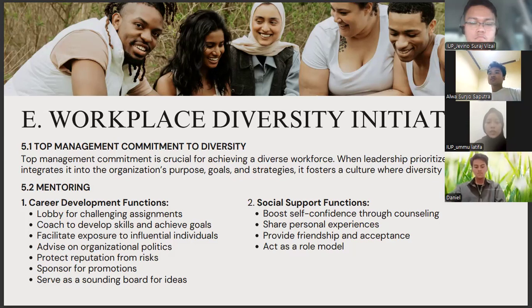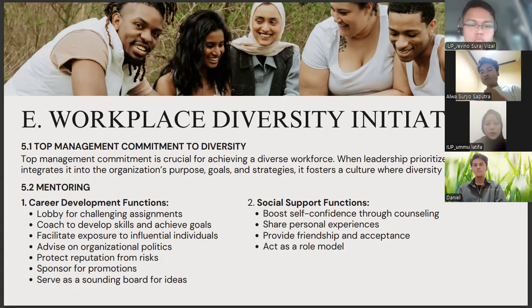There are several points, and the first one is boost self-confidence through counseling, share personal experience, provide friendship and acceptance, and then act as a role model. Mentoring programs should target high-potential employees, but particularly benefit from mentors who are women or minorities, as they can offer relevant advice and support to protégés facing similar challenges in their careers.